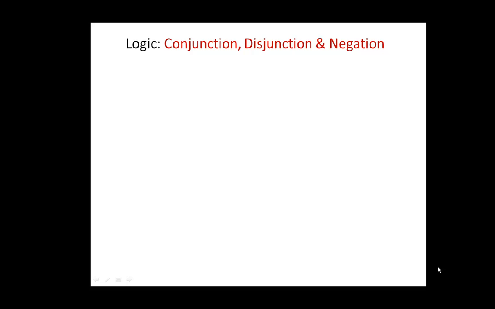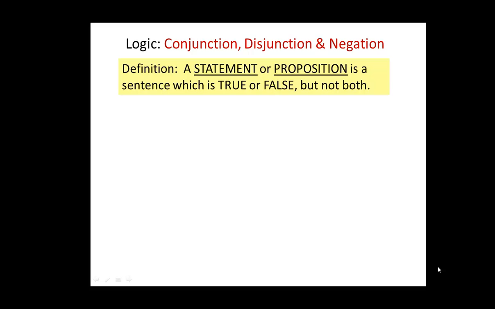Three operators in logic known as conjunction, disjunction, and negation. We'll start with the definition of a statement, also known as a proposition. It's a sentence which is either true or false.